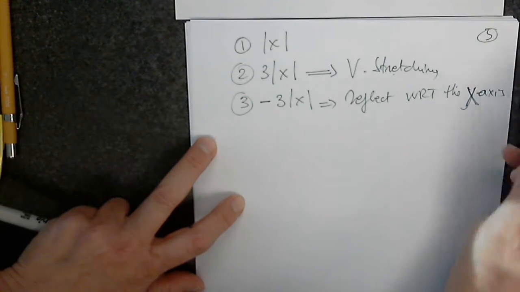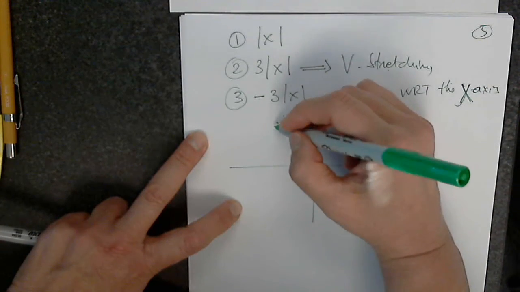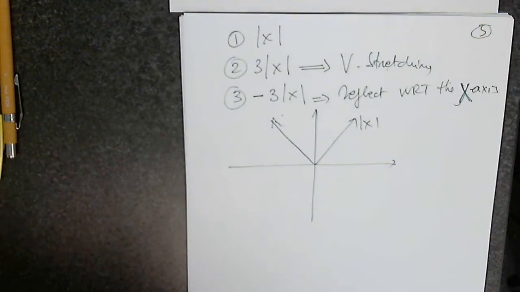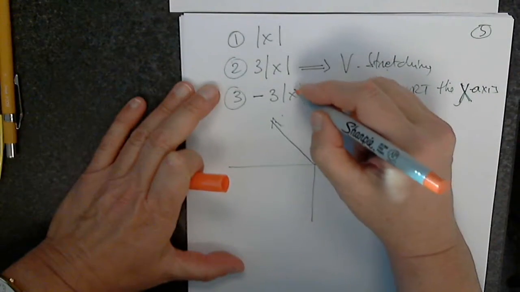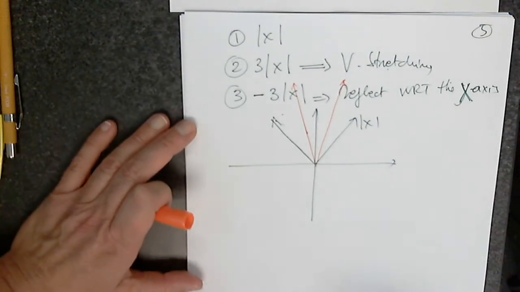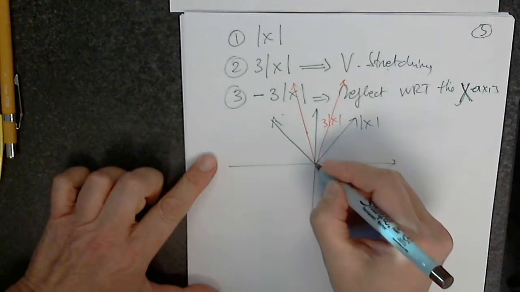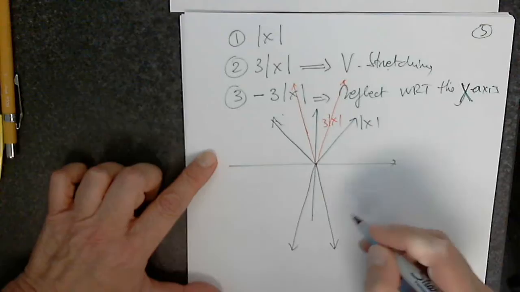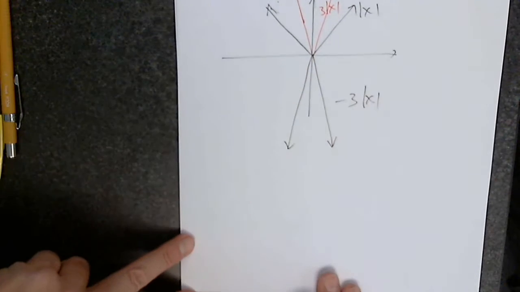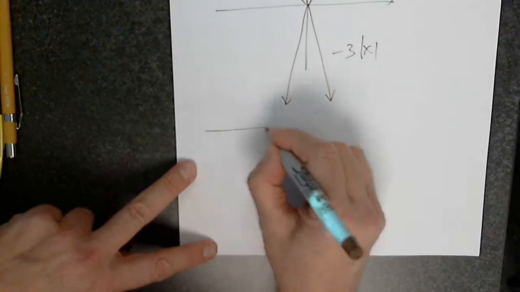Ready? So here is the absolute value, right in the middle. Here's 3 times the absolute value of x. And now I reflect this, and I get this. This is -3 times the absolute value of x. Perfect. Perfect question.